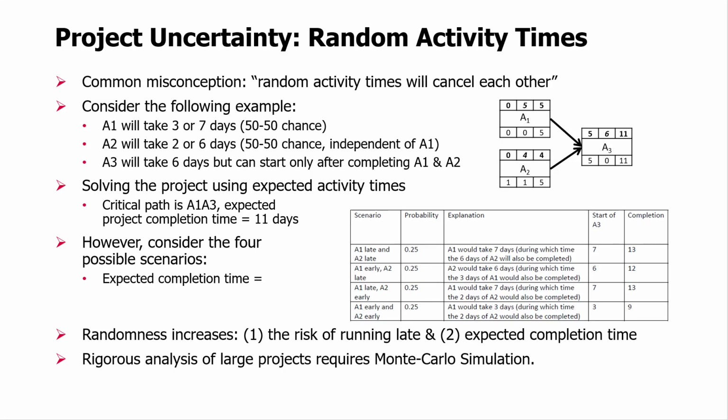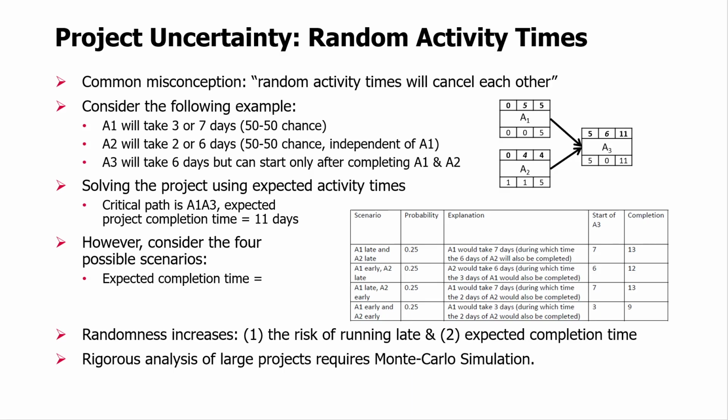A common misconception, especially in the PERT method, is that random activity times will cancel each other, meaning that if one activity is long, the other might have a shorter than expected time, and overall, the expected time of the project will not be extended. However, this is actually incorrect in many cases, and here we will consider an example that illustrates this.